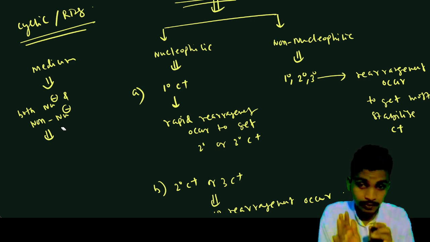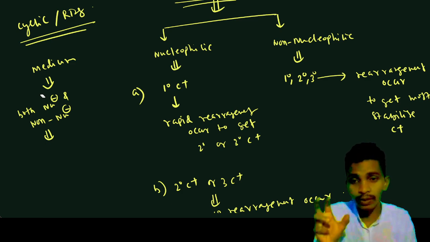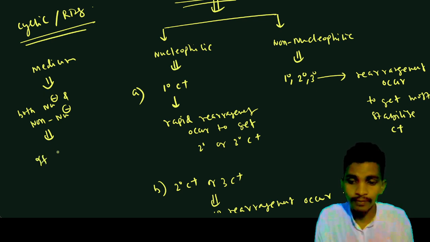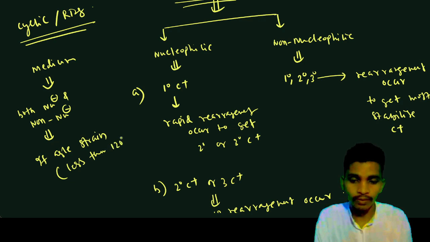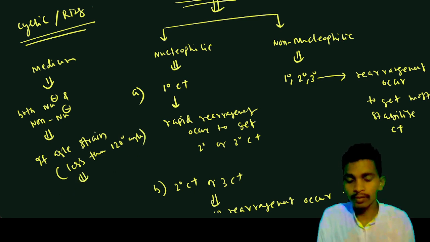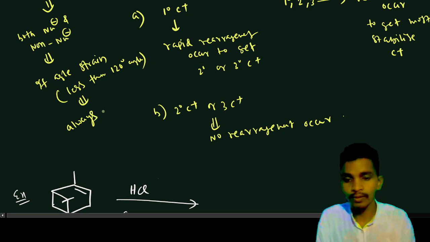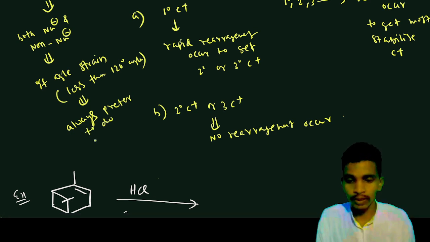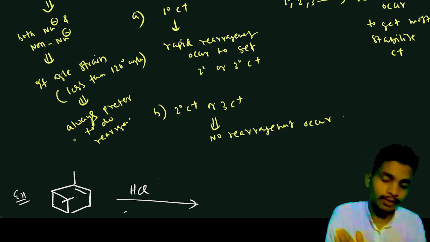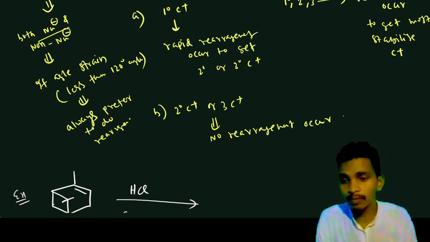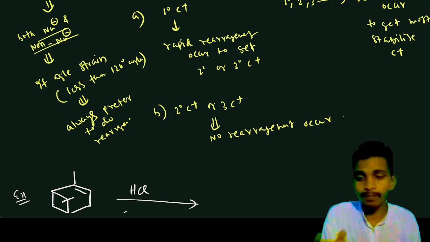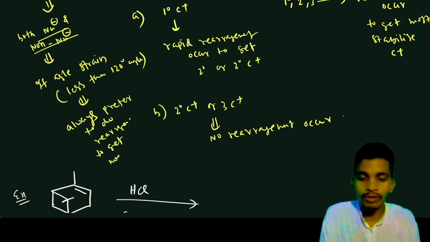That means if it is cyclic and angle strain is there, in the sense that the angle is less than 120 degrees, then it always prefers to do rearrangement. Whether it is 3 degree, 2 degree, or 1 degree, if there is angle strain, in nucleophilic or non-nucleophilic medium, at any reaction medium, it always tries to do rearrangement to get a more stabilized carbocation.